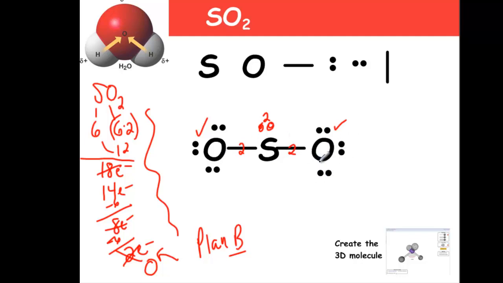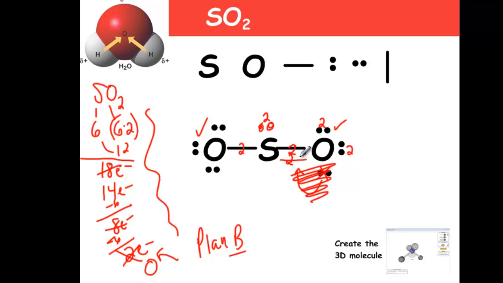Eeny, meeny, miny, mo, doesn't matter which one. Pick your favorite oxygen. Pick a set of electrons. Again, it doesn't matter which one. And cross it off. Or if you have a great eraser, erase it. Just be careful you don't erase it and leave faint little lines. So cross it off and do this. Make a double bond. And now, sulfur's got 2, 4, 6, 8. Oxygen still has 2, 4, 6, and 8. This isn't there anymore.